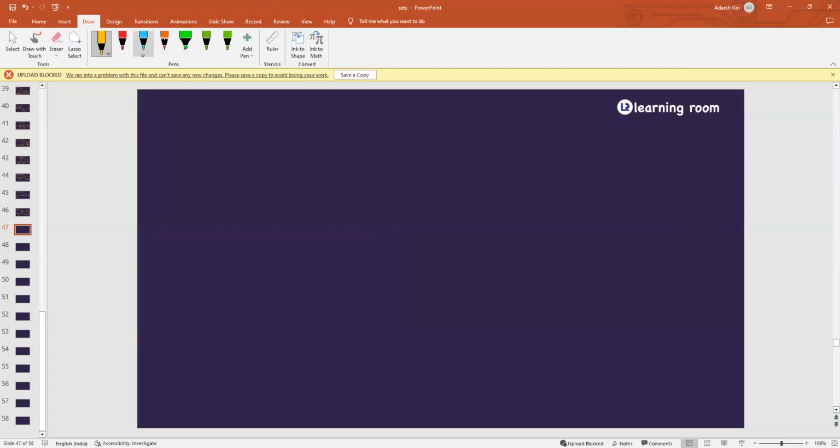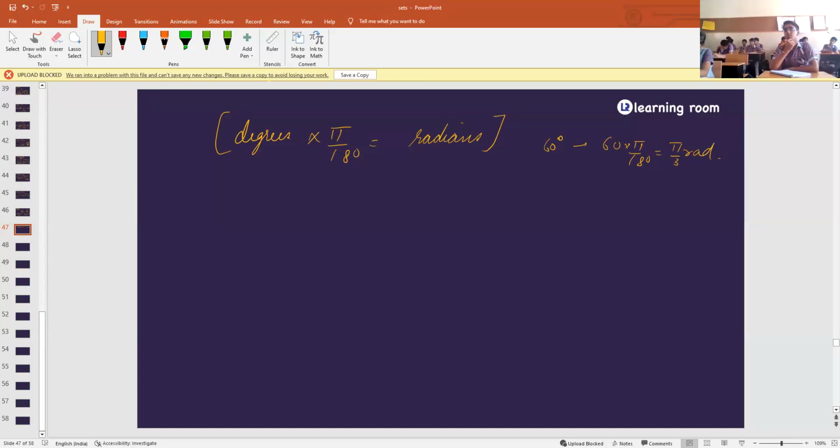Now, what is the relation between radian and degrees? If you convert degrees, it is 180 by pi. Degrees into pi by 180 is that angle in radians. That is the relation. If you have 60 degrees, so 60 degrees means 60 into pi by 180. That is pi by 3 radians. Both are same. 60 degrees and pi by 3 radians, both are same. What will be the radian angle for 90 degrees? Pi by 2. Good.